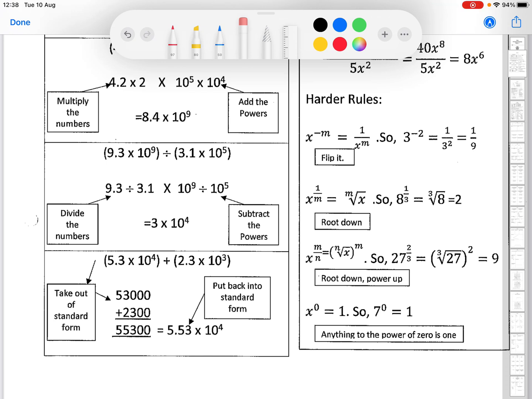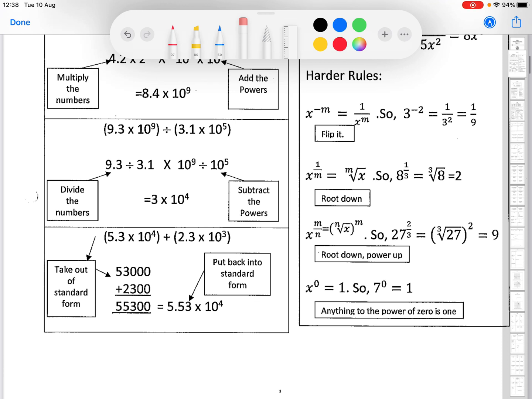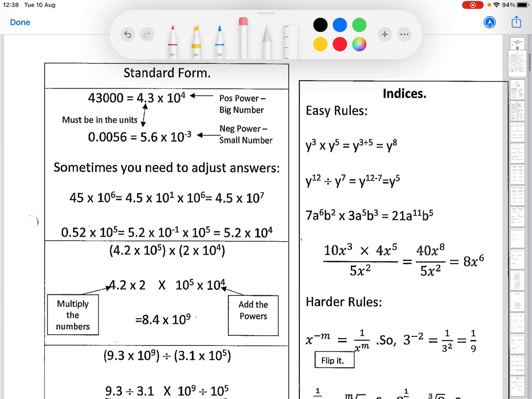Exactly the same with dividing. Divide your numbers, divide your powers. When you're dividing numbers with powers, you would subtract the powers. It's a bit easier if you're adding and subtracting in standard form. Just take it out of standard form, so write them as ordinary numbers, add or subtract them, and then put it back into standard form. That one is an easy one.